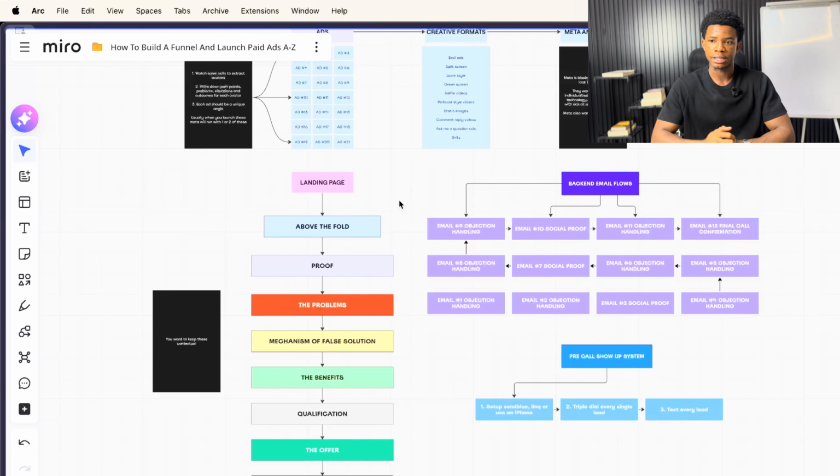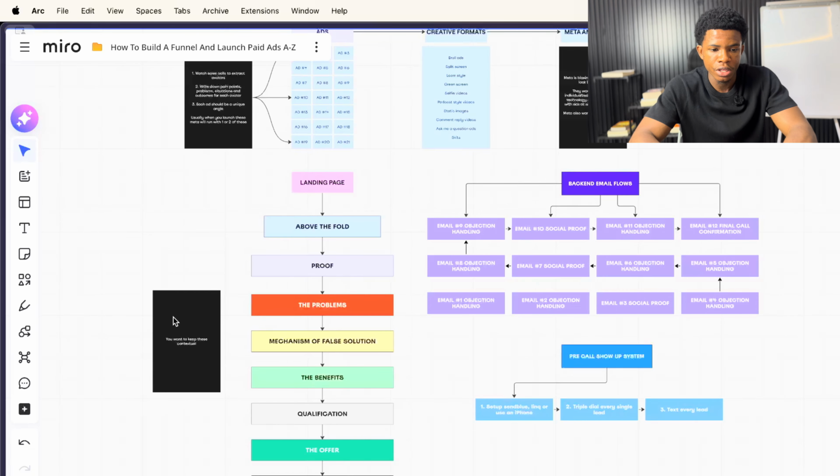We also want to show them the mechanism of the false solution. So things that they have tried in the past that haven't worked, which is usually intertwined with the problems, because we want to show them, hey, this is what you're facing right now, and this is what you think is the problem, but that is not the problem. This is how you actually solve it, right? And then you go into the benefits of what you do. You go into your solution, how you actually solve the problem. Sometimes you may qualify them, it's optional. And you give them the offer, obviously, and then you send them to the frequently asked questions, right?